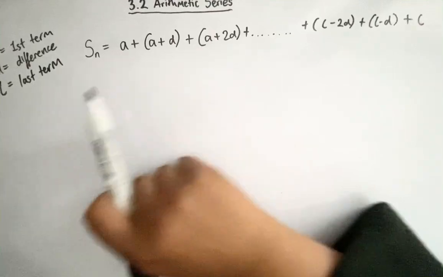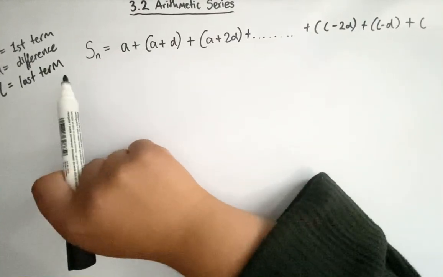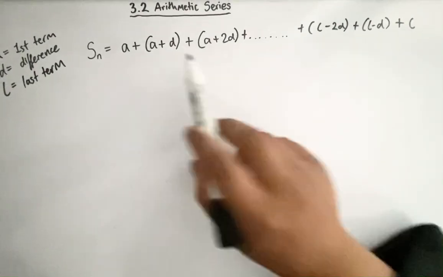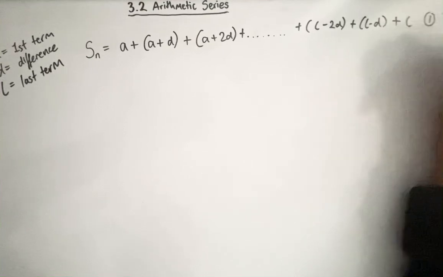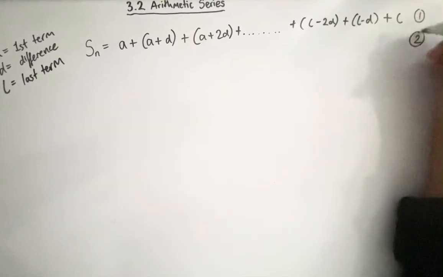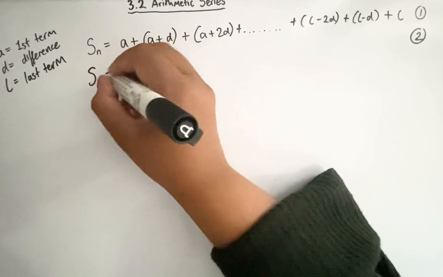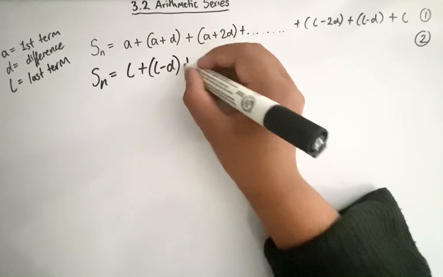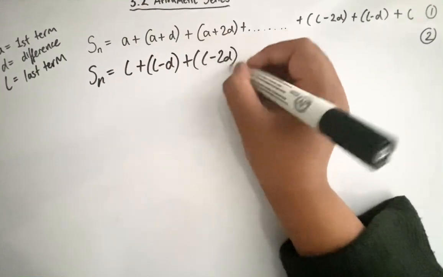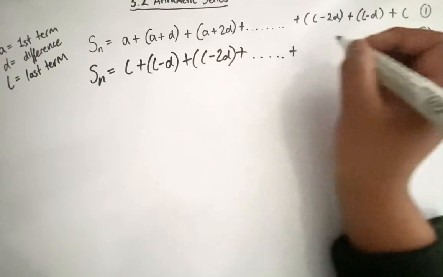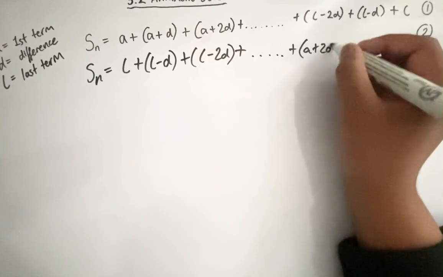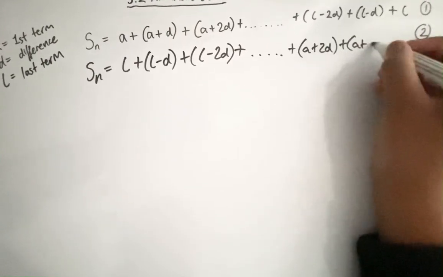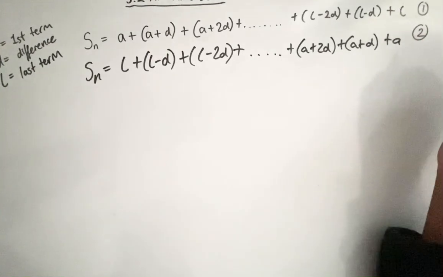If we this time include l as the last term, if the last term is known, then we can do a similar method by labeling this 1 and then making equation 2 Sn again, but in reverse: l plus (l minus d) plus (l minus 2d), and so on and so forth, until (a plus 2d) plus (a plus d) plus a, until we get to the beginning again.